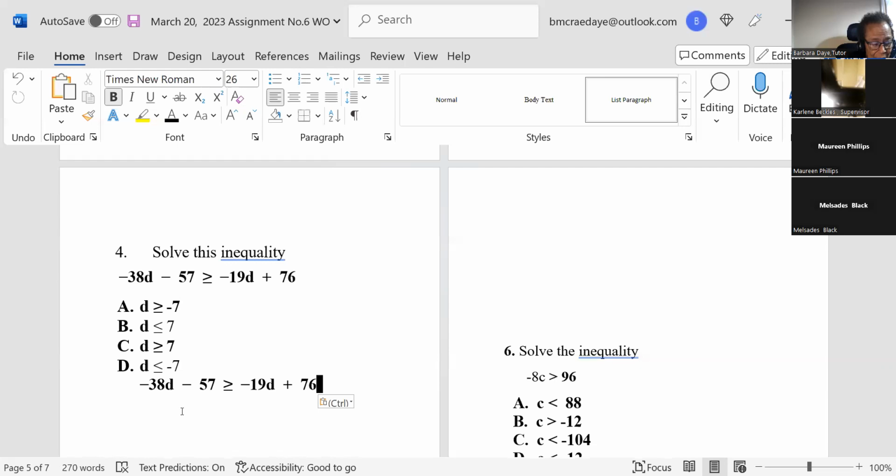Let me see. You divide both sides. No, we're only talking about getting the variables together. So you said you want to get the minus 19D on the side with the minus 38D. What would you do for that to happen? What operation?